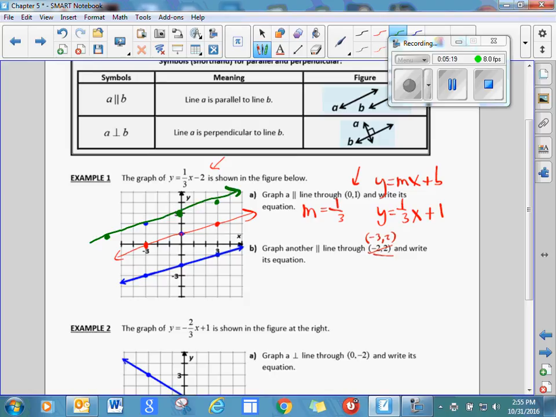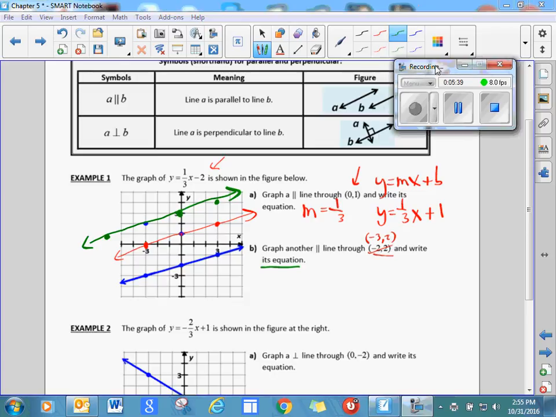And here is yet another parallel line to the original line and to the first line in red that we created ourselves. So now we need to write the equation of the line. They give us a point, but they don't give us the y-intercept. So we're going to use the point slope.